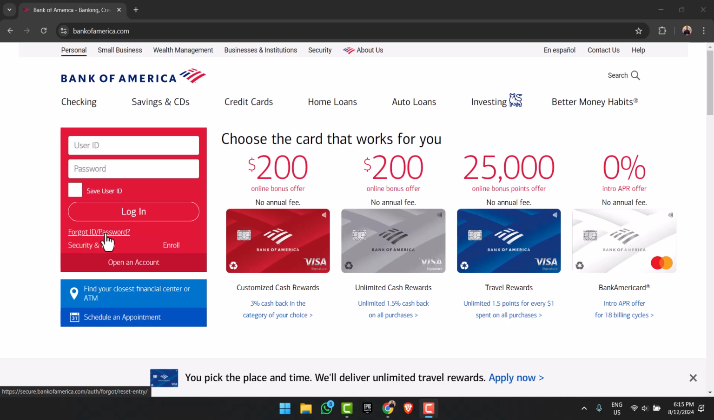them. Similarly, if you are not yet enrolled to online banking services of Bank of America, you can simply do so by tapping the option enroll. So that is basically how you log into your Bank of America's online banking account.